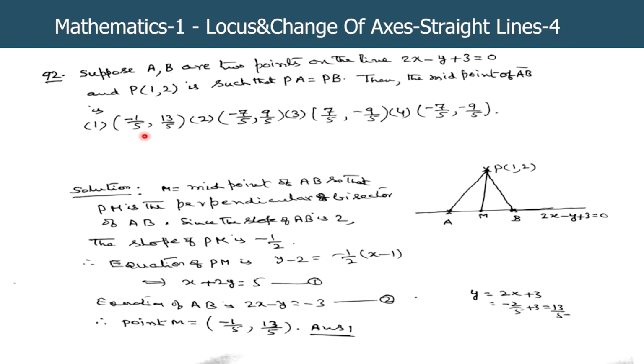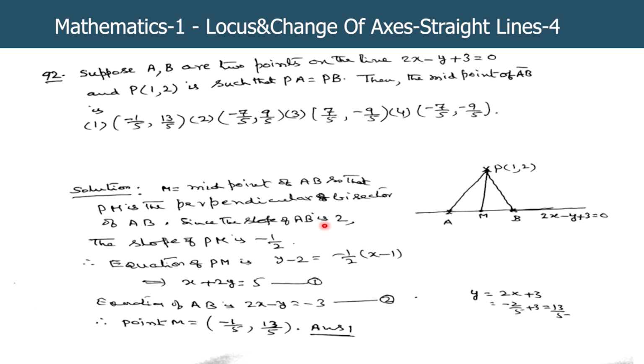Suppose A and B are two points on the line 2x minus y plus 3 equal to 0, and P(1, 2) is such that PA is equal to PB. Then the midpoint of AB is: 1) (-1/5, 13/5), 2) (-2/5, 9/5), 3) (7/5, -9/5), 4) (-7/5, -9/5). Right, M is the midpoint of AB, so that PM is the perpendicular bisector of segment AB.